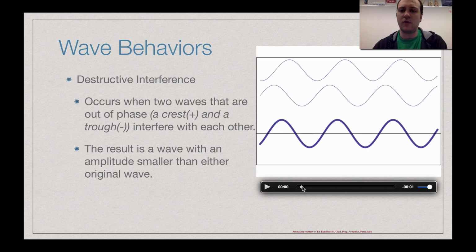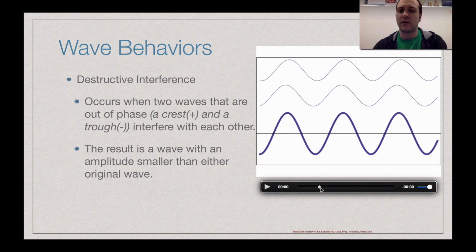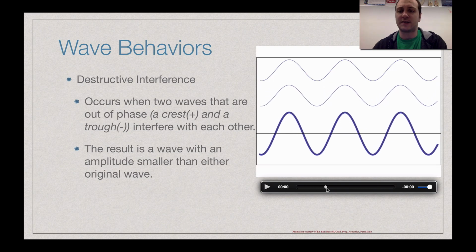As this middle wave continues to move, right here, we're going to see that everything is in phase. The crests are lined up, the troughs are lined up, so we see constructive interference. The amplitude on the bottom wave would be the sum of the amplitudes of the two waves above it.